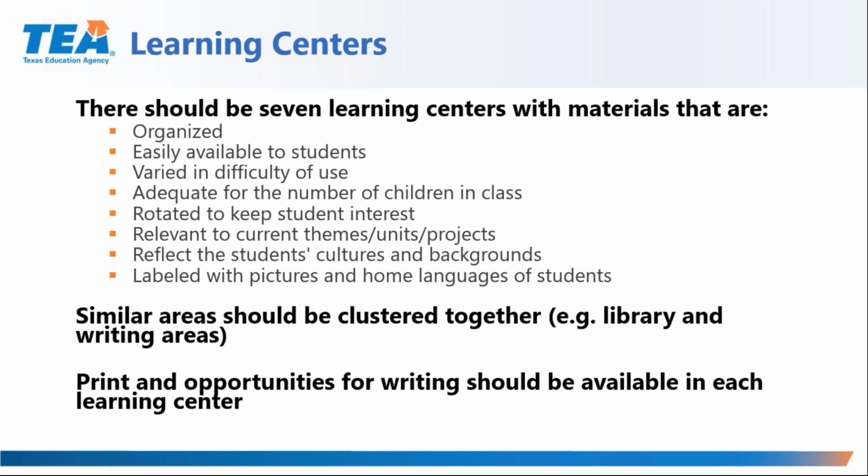When laying out centers, similar areas should be clustered together. An example might be the library center and the writing center. You might put those close together because students might be using similar skills at both of those centers. Additionally, print and opportunities for writing should be available in each learning center to encourage literacy skills. And that's the same across the board for both pre-K and kindergarten. This is sort of best practice for learning centers.